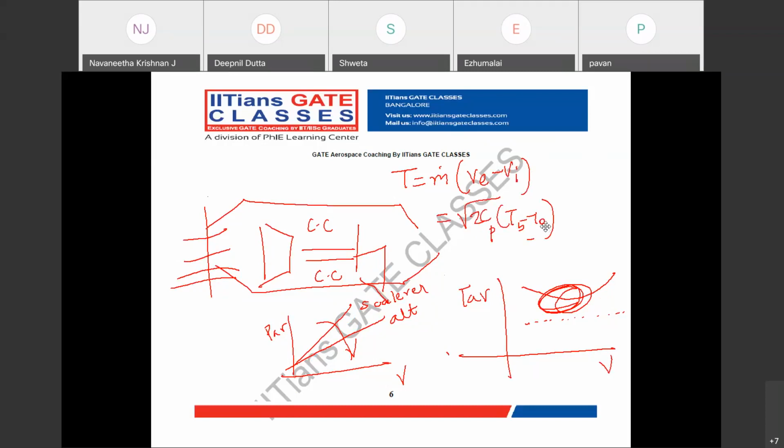Okay. T0 is nothing but your inlet temperature. So what happens? Velocity depends upon the excitation of molecules. So it depends upon the kinetic energy of molecules. The kinetic energy of molecules depends upon the temperature. So due to the excitation of molecules, there is an increase in temperature which causes an increase in thrust. Because the exit velocity will be higher than the inlet velocity, thereby we get a forward motion called thrust.